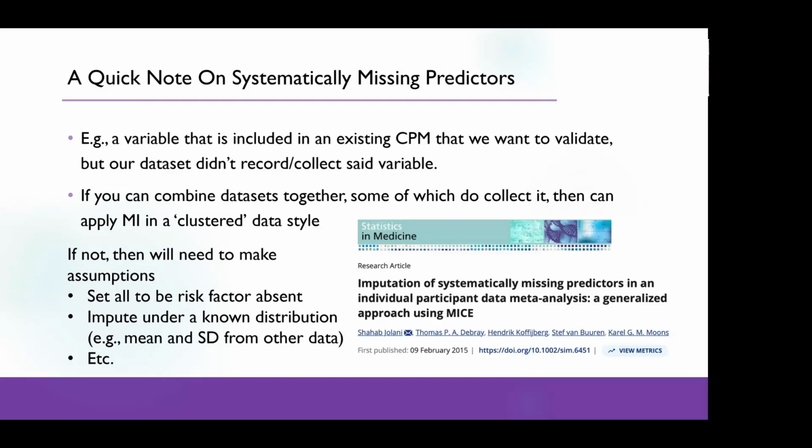Well, one option is that you just set all of the risk factors to be absent for that missing data, or you can impute it under some known distribution. So if you can obtain the mean and standard deviation of that parameter from the prior paper, then you can just impute under a normal distribution with those factors, for instance. Okay, not ideal, but it is one strategy. In practice, it's probably a mixture of the two, so you probably need to report your validation studies under the different approaches and explore sensitivity of them.